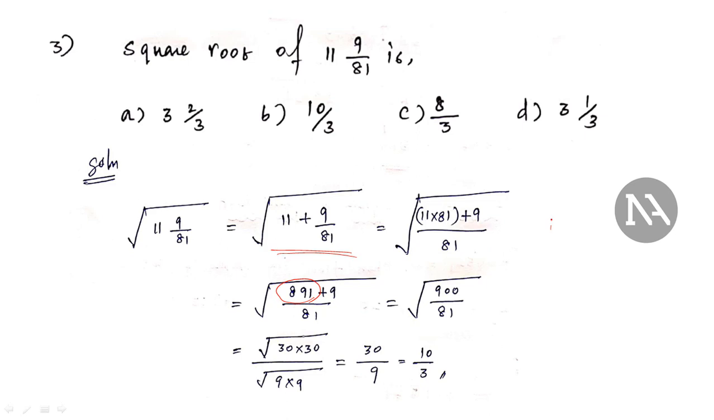Here I will tell you the shortcut. If you are multiplying any 2-digit number with 11, you just separate the 2-digit number like this and you sum the digits. 8 plus 1 will give you 9. So this is going to be the answer. This is really a very good shortcut.